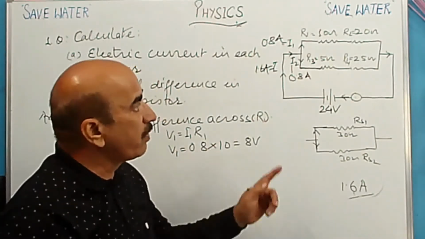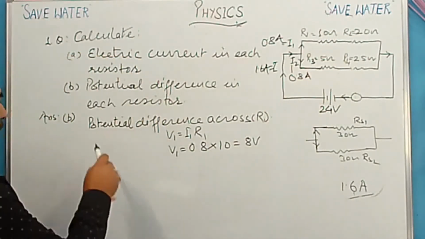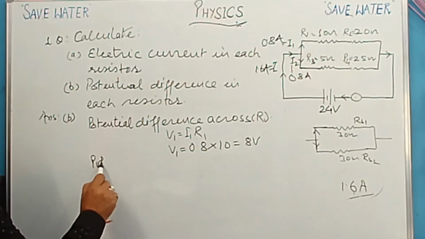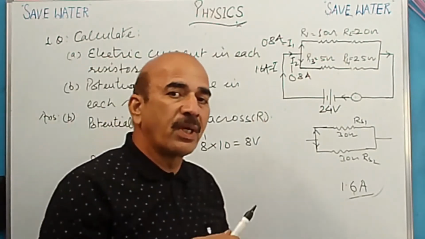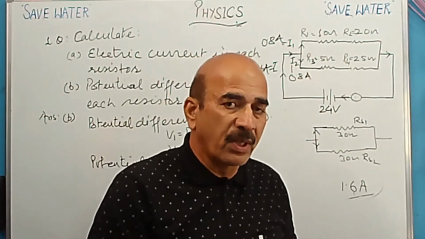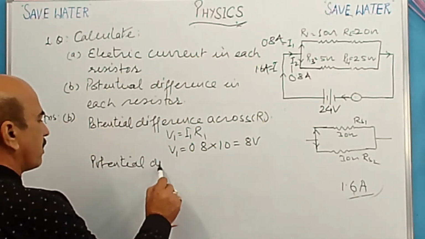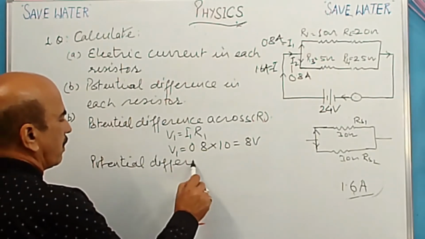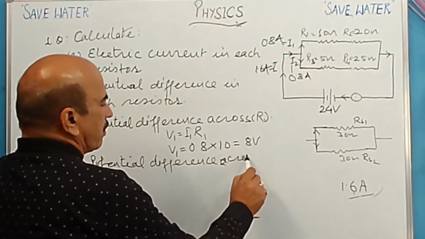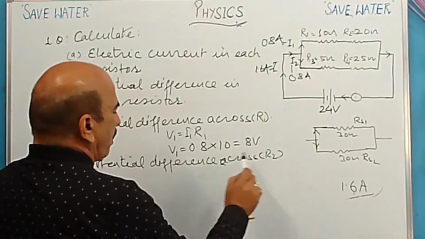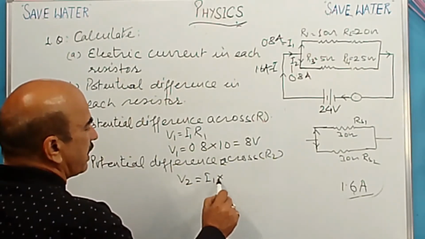Now you will see, it's a very interesting numerical. Then we will see the sum of both. Now the second part: the potential difference V2 across R2. Some of you should do it on your notebook, do it on your own. V2 is equal to, the same way, I1 into R2.